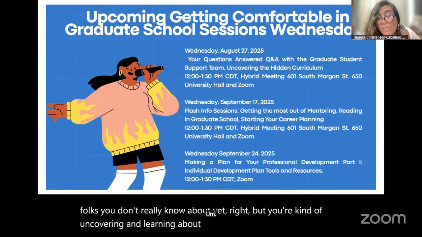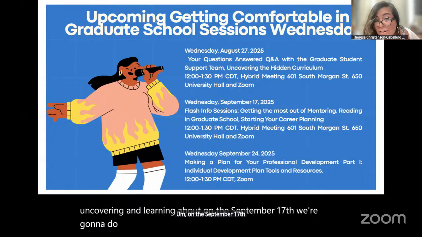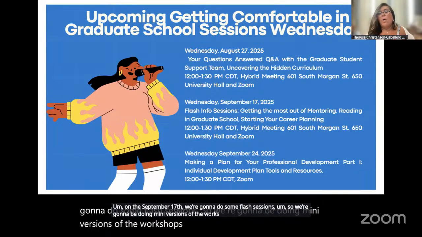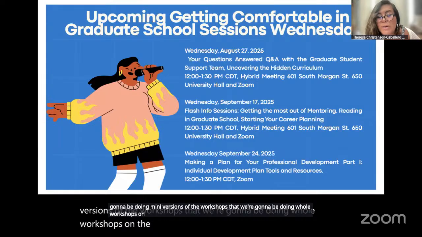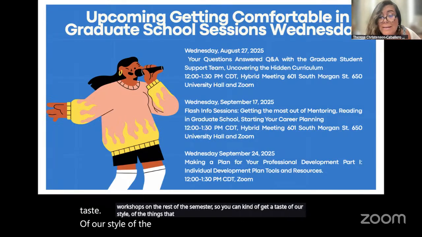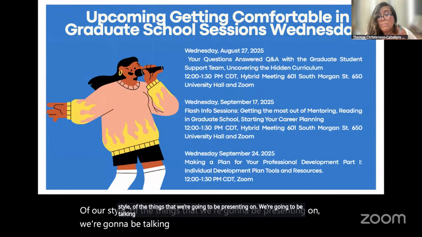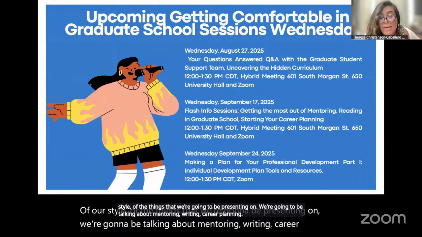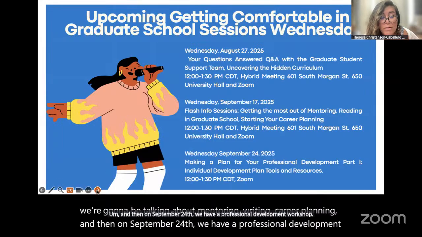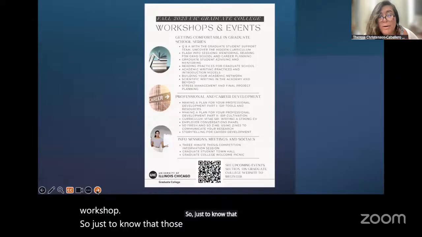On September 17th, we're going to do some flash sessions. So we're going to be doing mini versions of the workshops that we're going to be doing whole workshops on the rest of the semester. So you can get a taste of our style, of the things that we're going to be presenting on. We're going to be talking about mentoring, writing, career planning. And then on September 24th, we have a professional development workshop. So just to know that those things are on the radar.